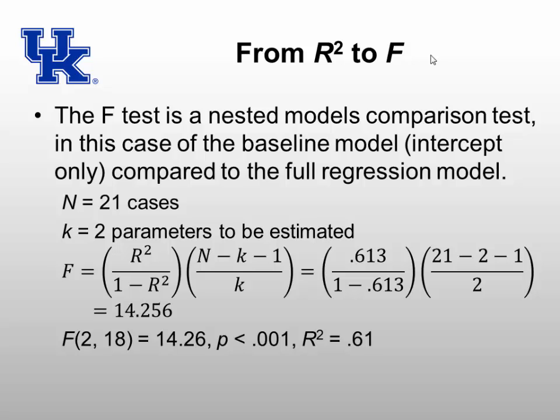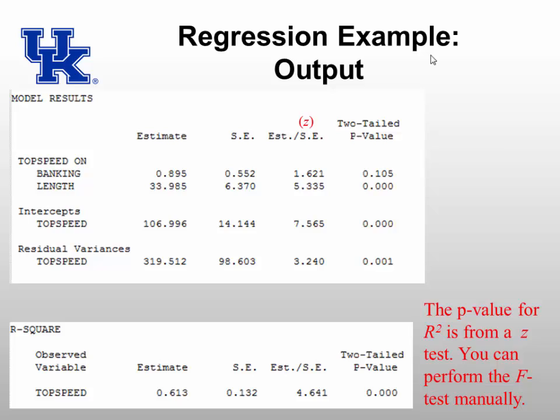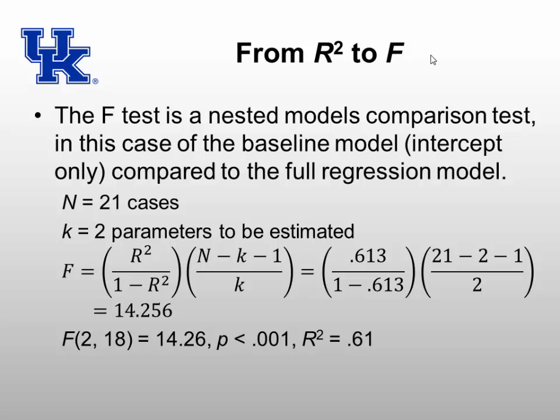And the difference in p-value between this F-test and the previous z-test for the significance of R-squared is going to be very small, especially as sample size increases. So for a very, very small sample size, there might be a difference between them. I'm not sure. But if you have hundreds and hundreds of people, they're going to be exactly the same.